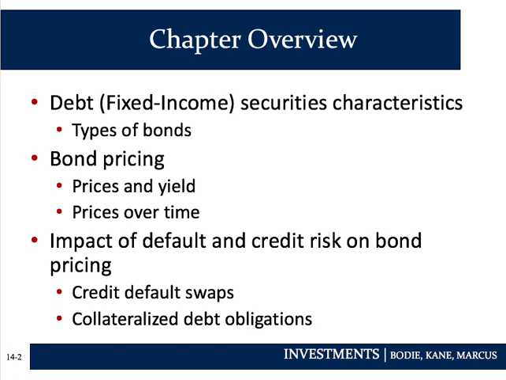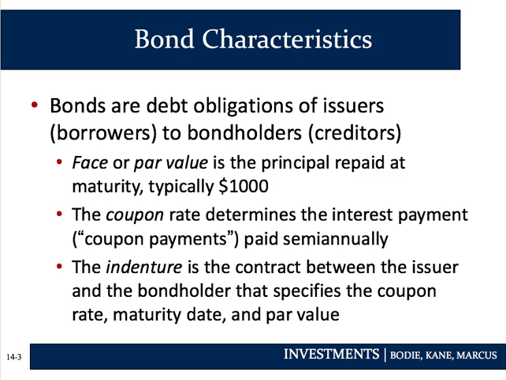We're going to talk about debt, fixed income securities, obviously types of bonds. This is right out of corporate finance, bond pricing and yield, the prices over time, because the price changes over time as you near maturity. The impact of default and credit risk on bonds, of course, you want to get your money back. Bonds are basically a loan. Credit or a bond is a type of loan from one party to another. And then we're going to talk a little bit just at the end of credit default swaps and collateralized debt obligations.